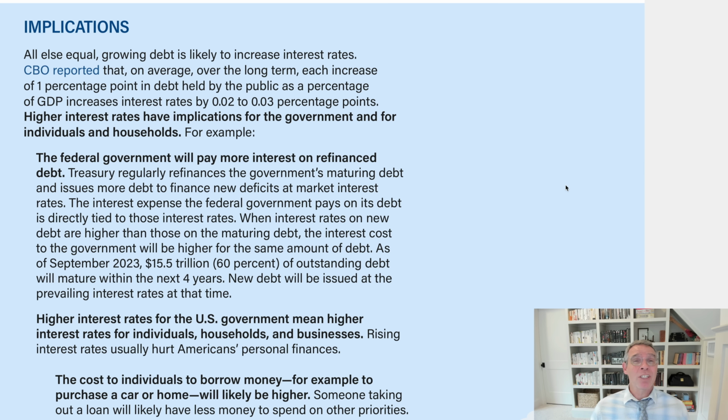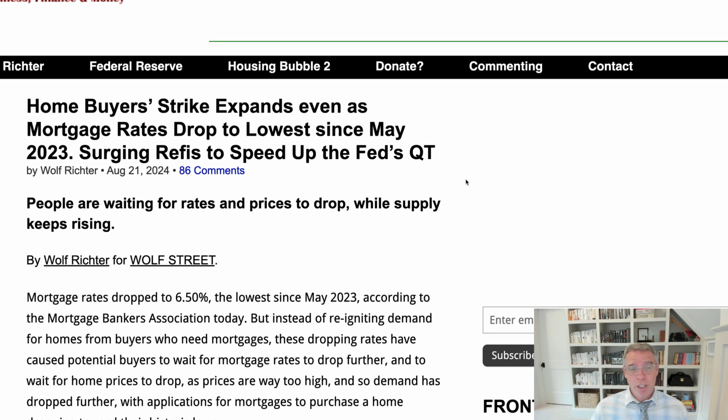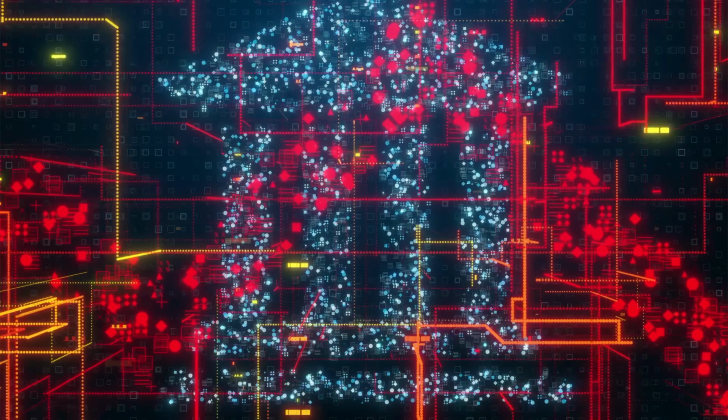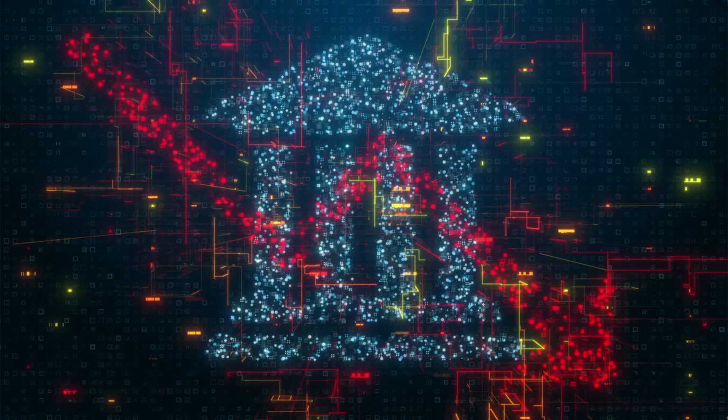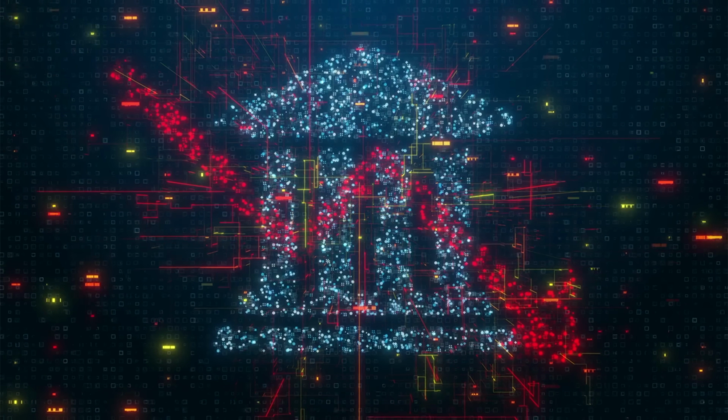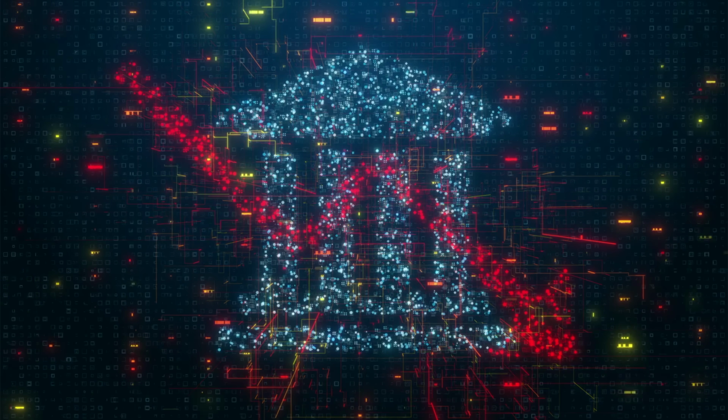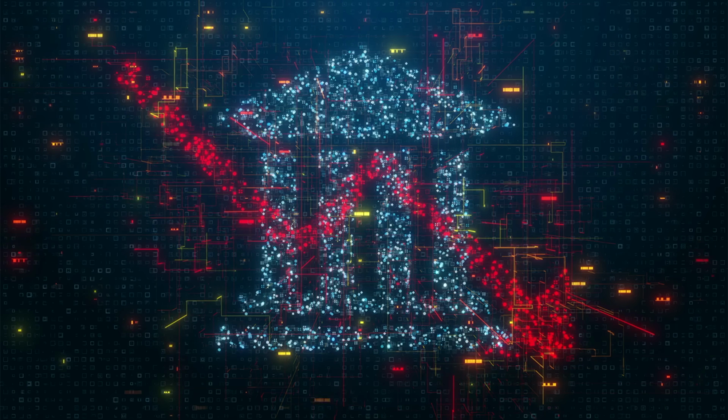But what else is starting to happen at the same time? There's an interesting article here from August 21 on wolfstreet.com talking about surging refis to speed up the Fed's QT. What's that about? First of all, QT stands for quantitative tightening. It's something that the Fed has been doing over the last few years to try to decrease the size of its balance sheet. A lot of that has been rolling off U.S.